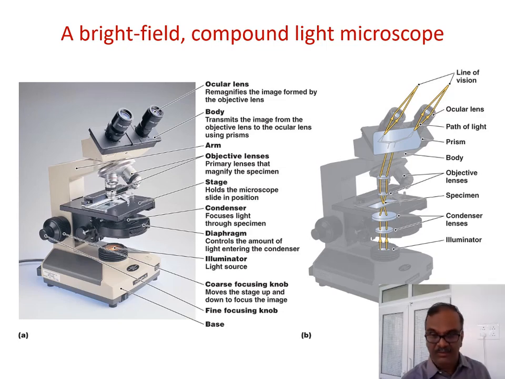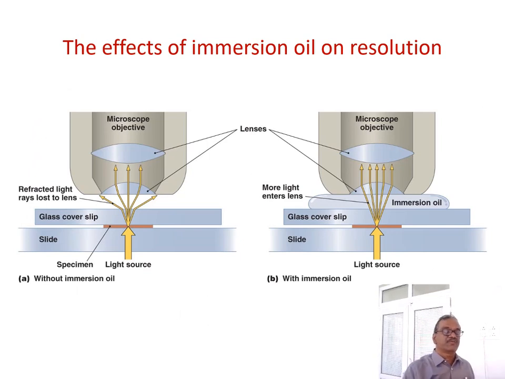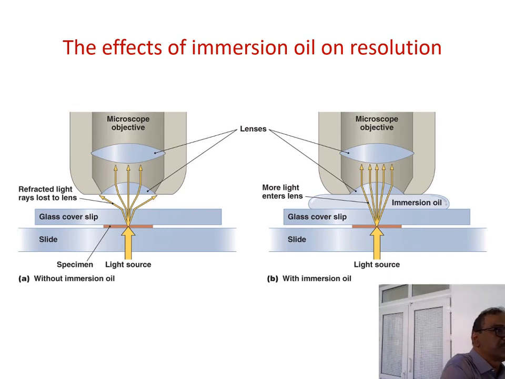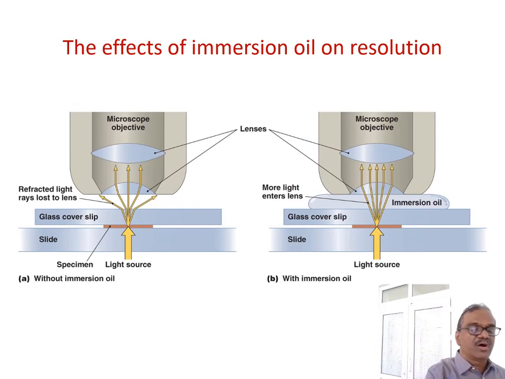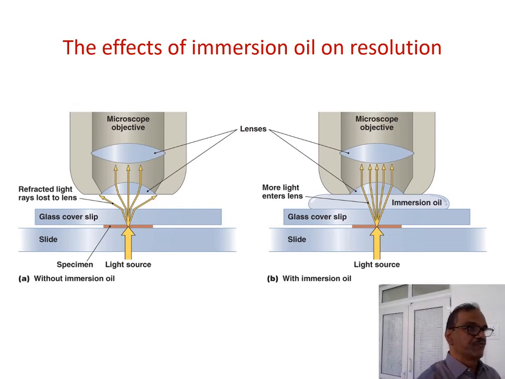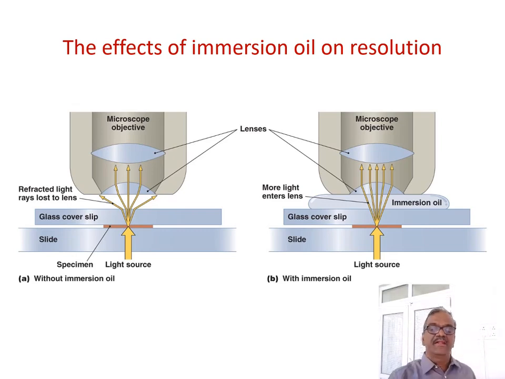Okay, so next. In the higher end resolution, the 1000x, we are saying that the oil, cedarwood oil or some oil, should be kept for 100x. Okay, so how? If there is no oil, the refracted light rays are lost to the lens, whereas when you keep the oil, more light enters the lens. This is the principle.